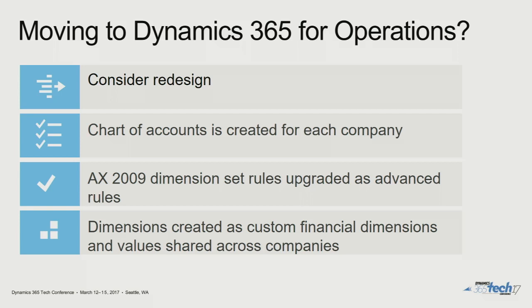And then dimensions are created as custom financial dimensions, and values are shared across companies. All the dimensions are shared across companies, with the exception of those entity-backed dimensions, which do have their legal entity association. But for instance, if I create a financial dimension of vendor, that is available for all legal entities, but when I'm in the context of a specific legal entity, it's obviously only going to show me the vendor list for that company.